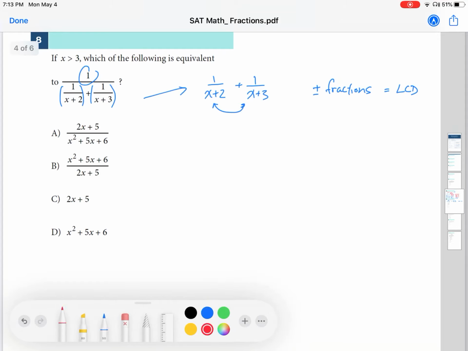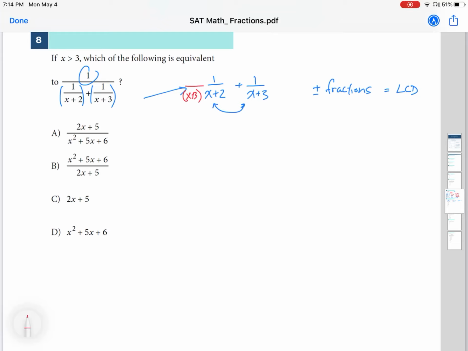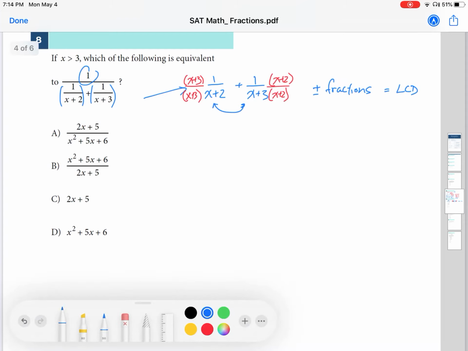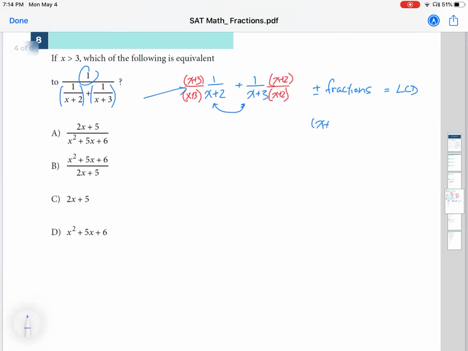So I'm going to multiply my fraction on the left by x plus 3. And whatever I do to the denominator, I have to do to my numerator. And the fraction on the right, I'm going to multiply by x plus 2. And same idea, whatever I do to my denominator, I have to do to my numerator. Now, we're going to do a little bit of foiling here. So I'll do this off to the side. (x plus 2) times (x plus 3) will give me x squared plus 3x plus 2x plus 6. Combining like terms gives me x squared plus 5x plus 6.